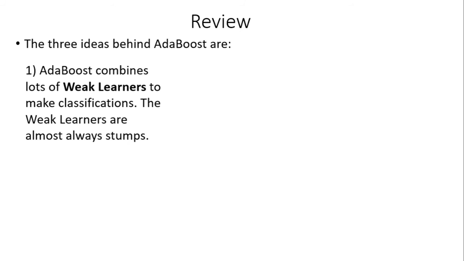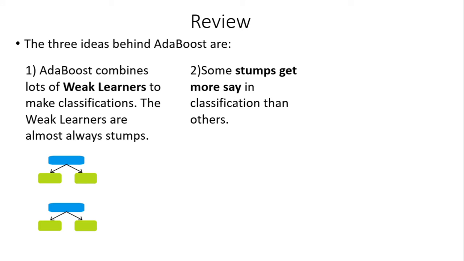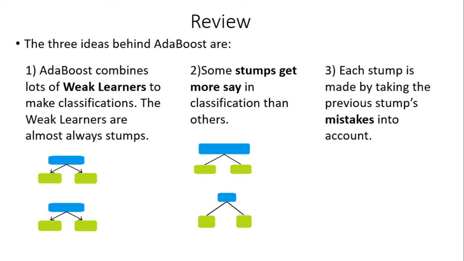Let's review the concepts that we have learned till now. Three ideas behind Adaboost are: first, Adaboost combines lots of weak learners to make classifications. The weak learners are almost always stumps. These are some stumps in the diagram. Secondly, some stumps may get more say in classification than others. In mathematical terms, this means that the output of one stump is given more weightage or is scaled higher than other stumps. And third, each stump is made by taking the previous stump's mistakes into account.